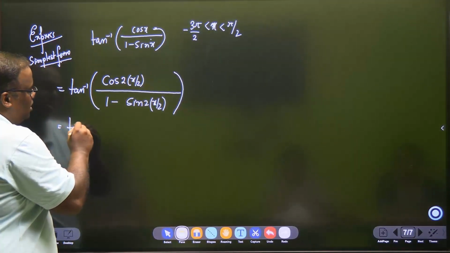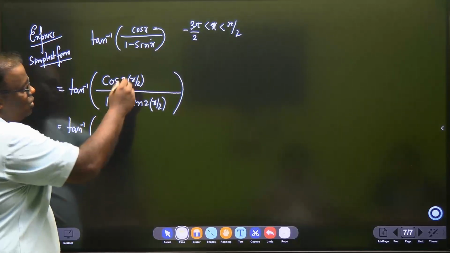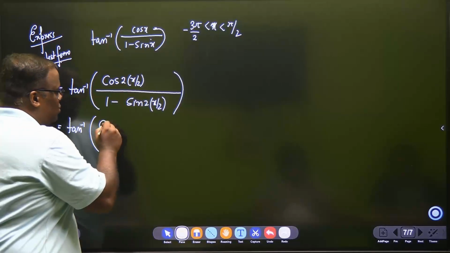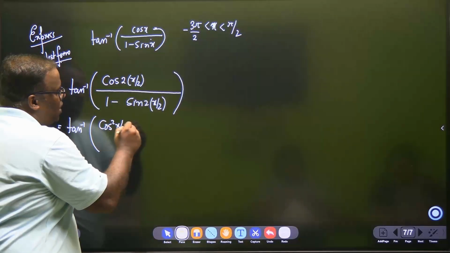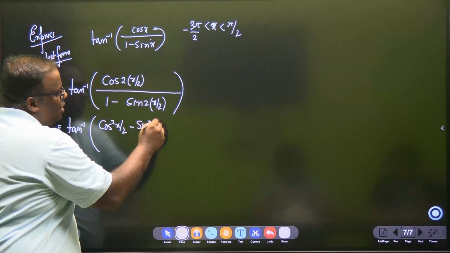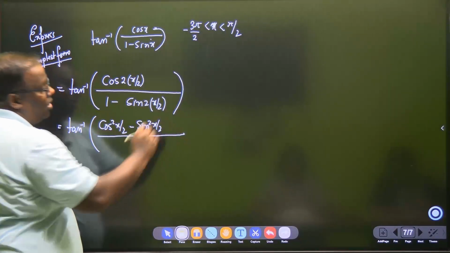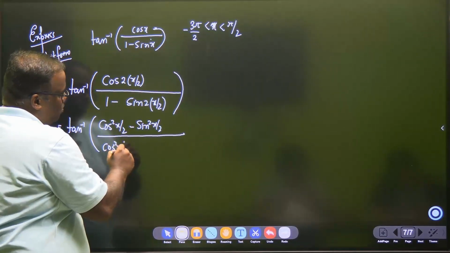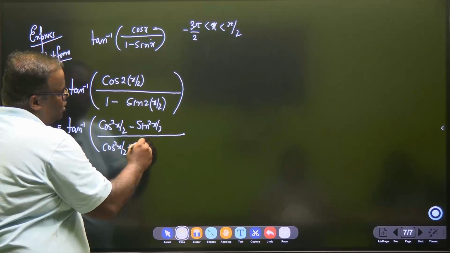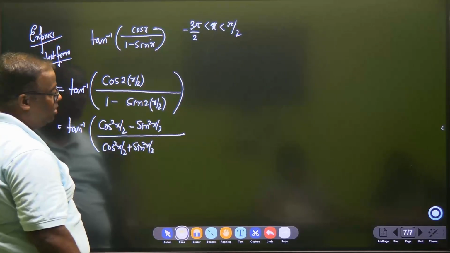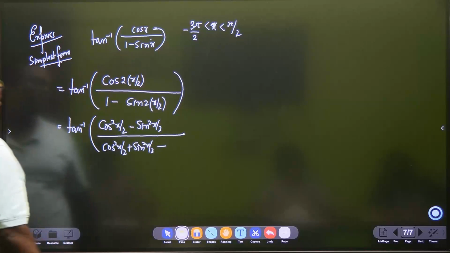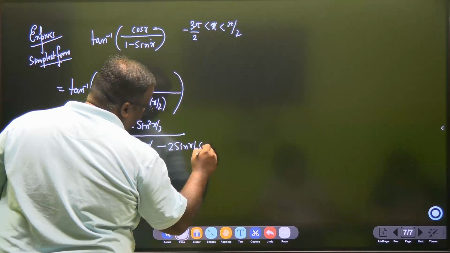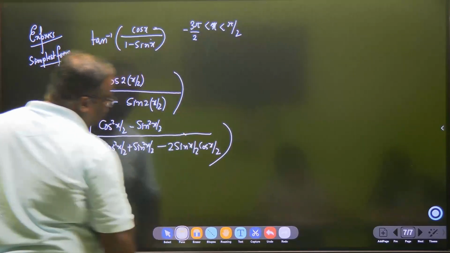Tan inverse, this is a complex one. Cos 2 theta, in terms of sine and cos, what will we write? Cos square theta minus sine square theta. So you will write cos square x by 2 minus sine square x by 2. Children, did you understand this step or not? The 1 we will break as cos square x by 2 plus sine square x by 2, minus sine 2 theta, which is 2 sine x by 2 cos x by 2. Have you understood this step?